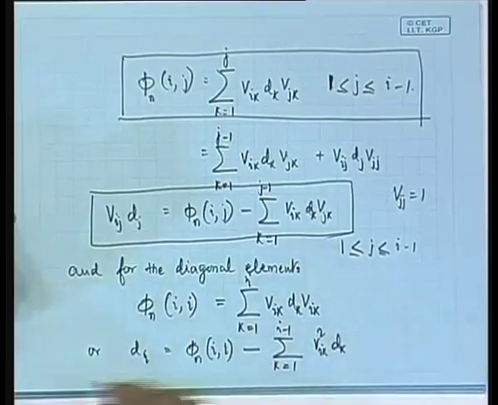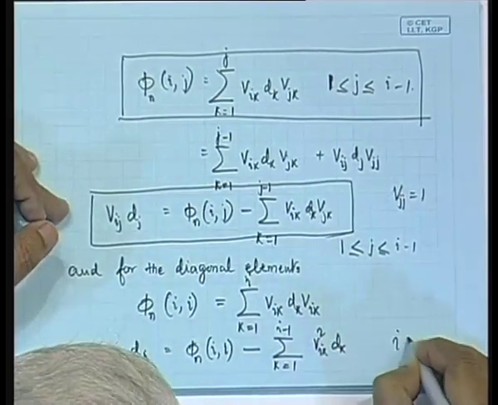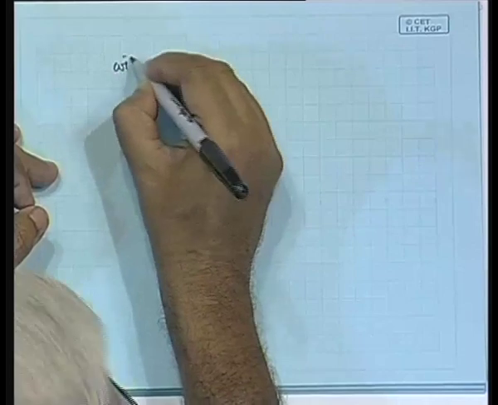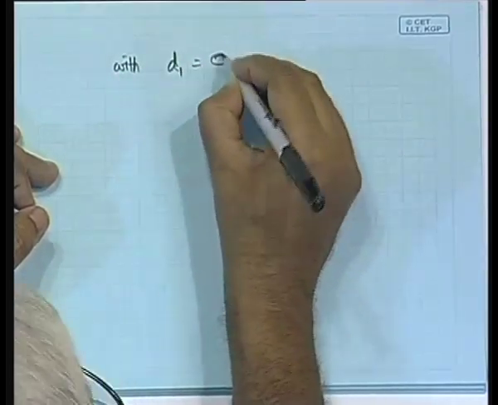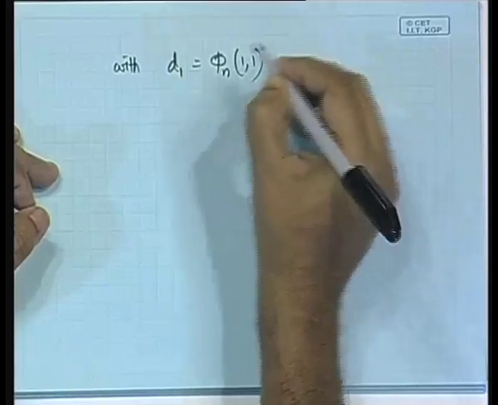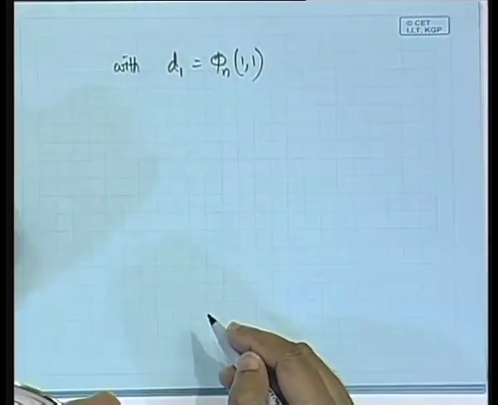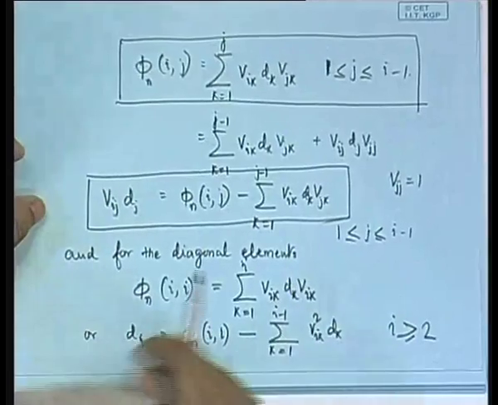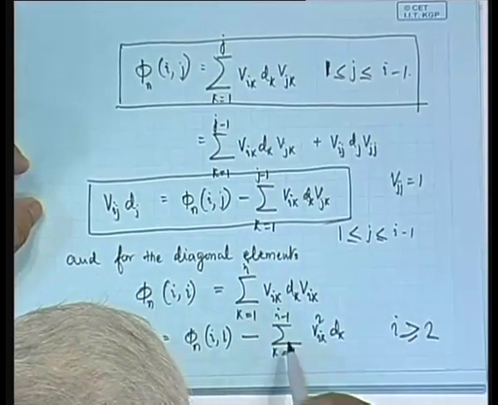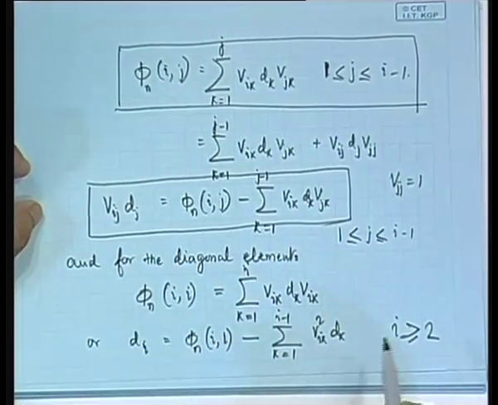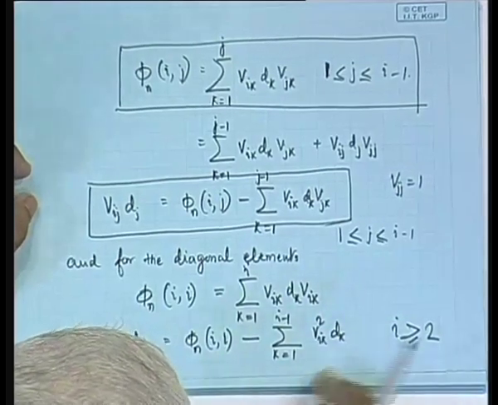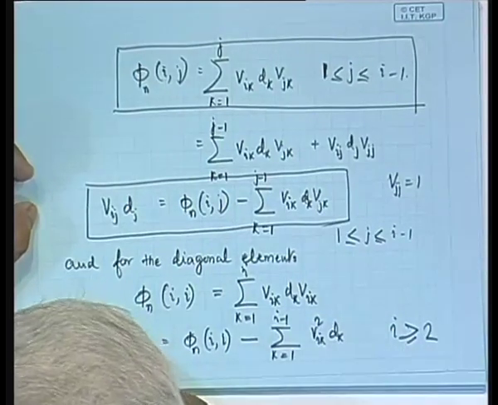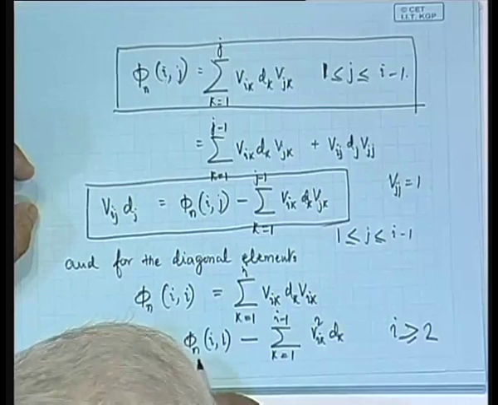So what we can do is compute this for I greater than or equal to 2 with the condition that d1 becomes equal to phi n 1 1. This d1 equal to phi n 1 1 is taken as the boundary condition, and using this boundary condition it will be possible for us to compute this equation for I is equal to 2, 3, etc. onwards, right. So see, when we put I is equal to 2, what happens? Then d2 becomes equal to phi n 2 2.